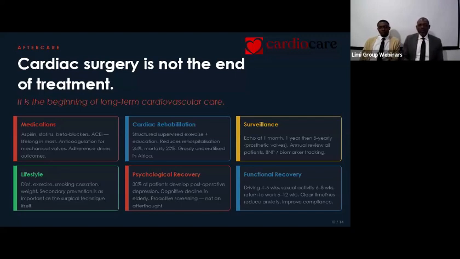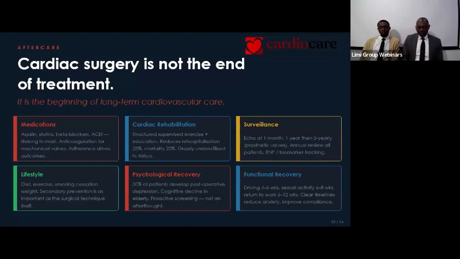Then after that, we put patients on some kind of surveillance. Most times we don't just wash our hands off the patients after surgery. You have to keep an eye on them. Now, this doesn't necessarily have to be by the surgeon, but it has to be by a member of the heart team, usually the cardiologist.